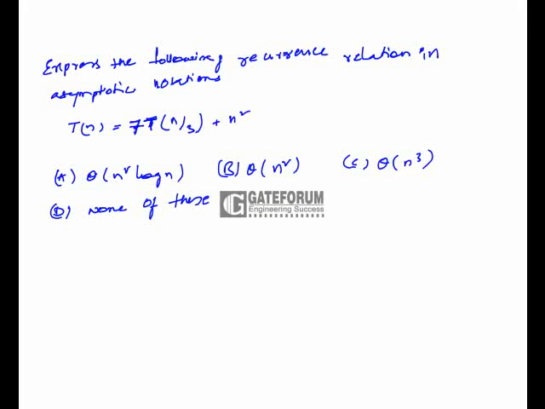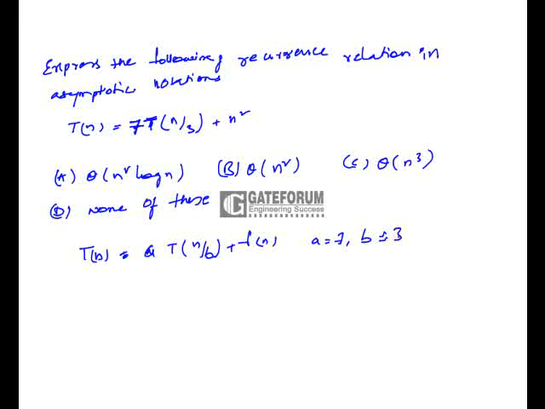What is the following recurrence relation in asymptotic notations? The given recurrence relation is T of n is equal to 7T of n by 3 plus n square. For solving these types of problems, we use Master's theorem, which consists of 3 cases. We compare T of n with a into T of n by b plus f of n. So here a is equal to 7, b is equal to 3.